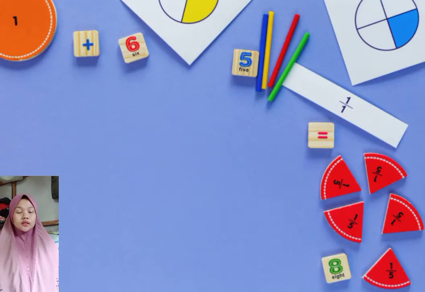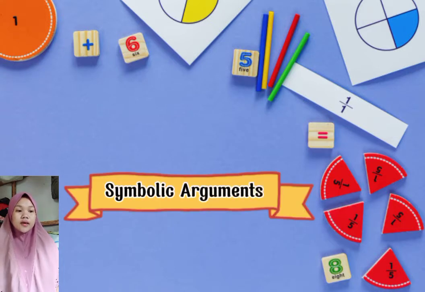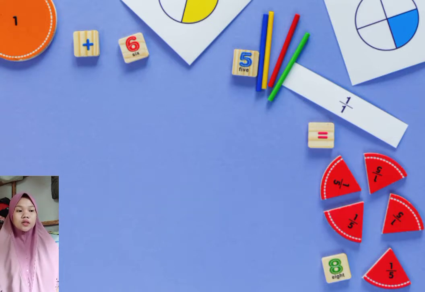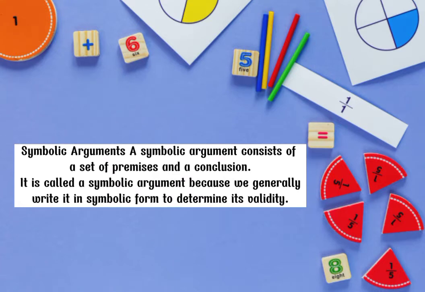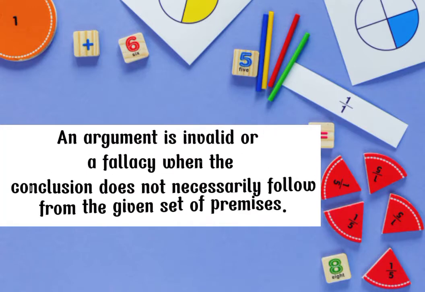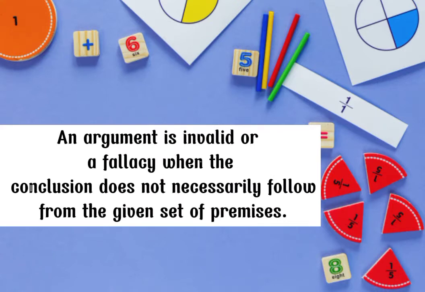So today we're going to tackle symbolic arguments. Let's start with what is a symbolic argument? A symbolic argument consists of a set of premises and a conclusion. It is called a symbolic argument because we generally write it in a symbolic form to determine its validity. An argument is invalid or a fallacy when the conclusion does not necessarily follow from the given set of premises.